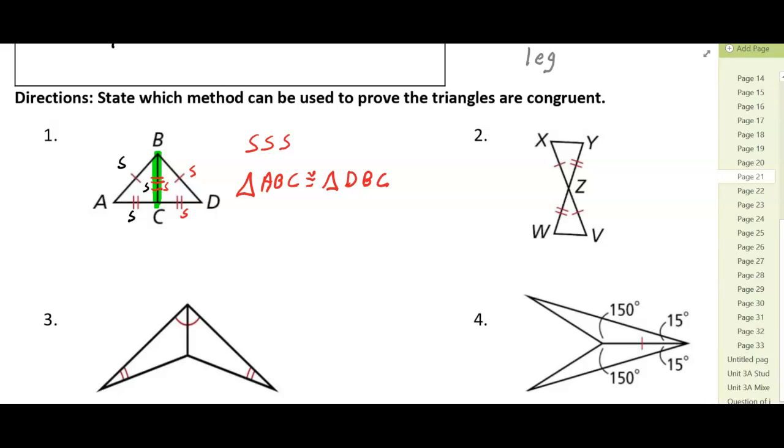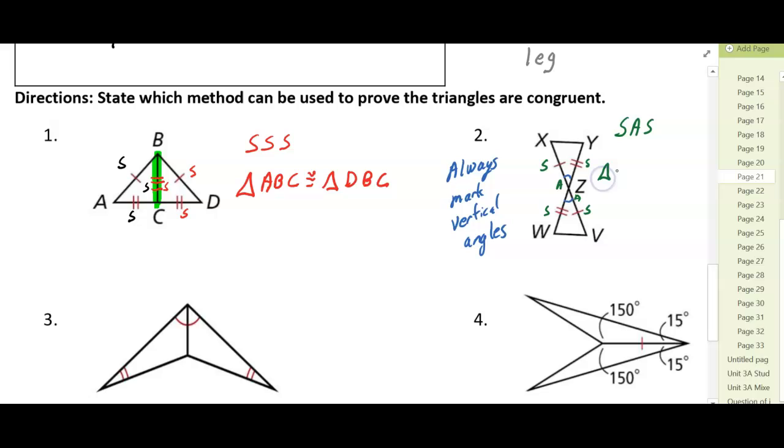If you take a look at problem number 2, you always mark vertical angles. So always mark vertical angles. I'm going to write that down because I think that's important. So always mark vertical angles congruent. So now if you look at problem number 2, we have side, we have the angle in the middle, and side. Side, angle, side. So these are congruent by side, angle, side.